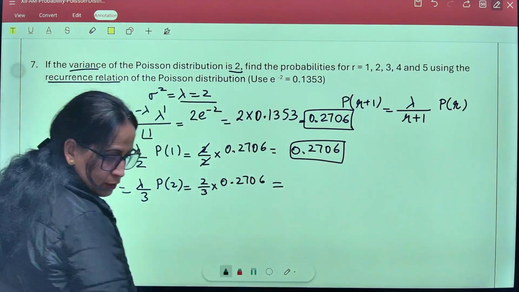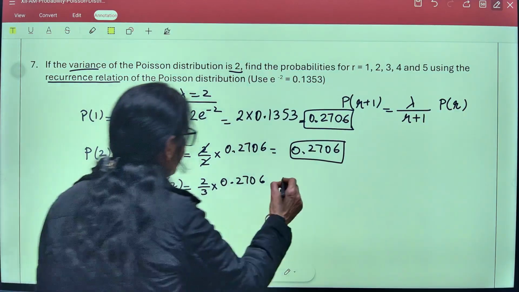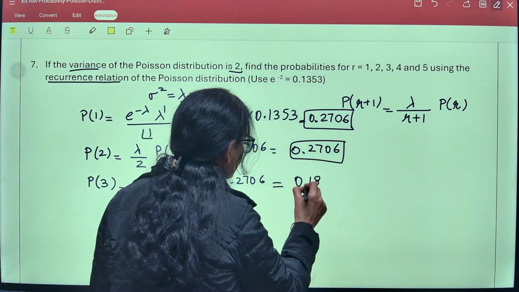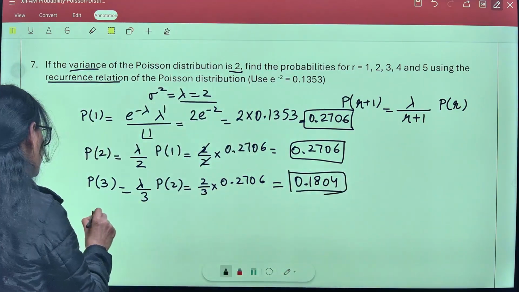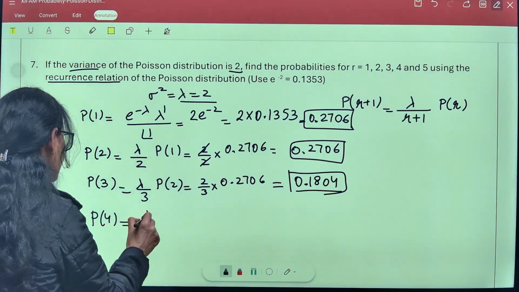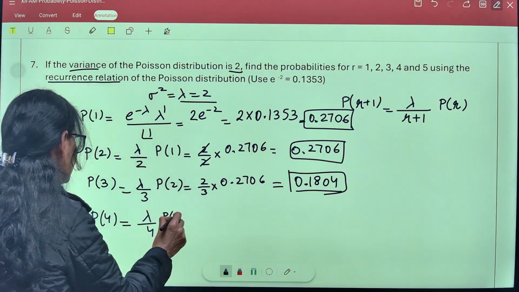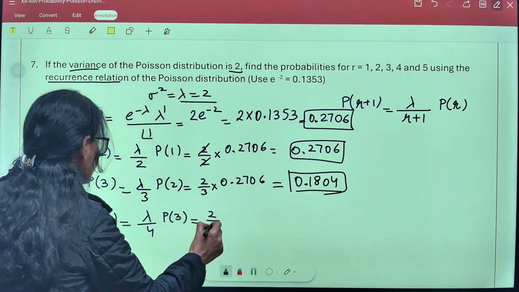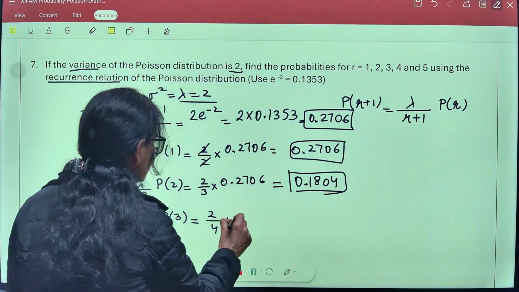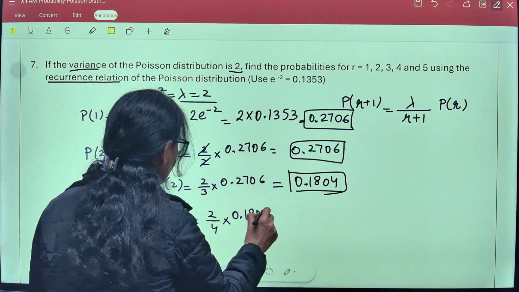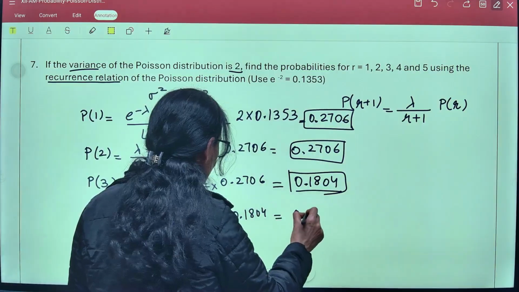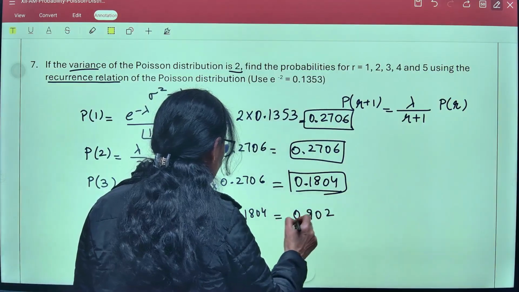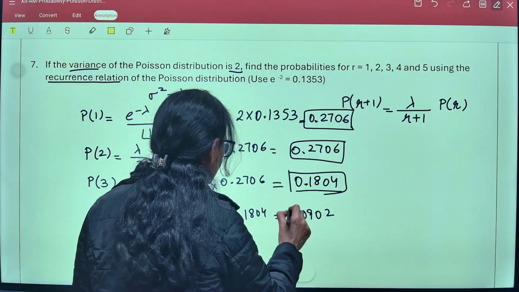0.2706, and when you calculate this, you get a value of 0.1804. Next, probability of 4 is going to be lambda upon 4 into P3. Lambda is 2 by 4 into P3, that is 0.1804. 2 by 4 becomes half. So half of this is 0.0902.